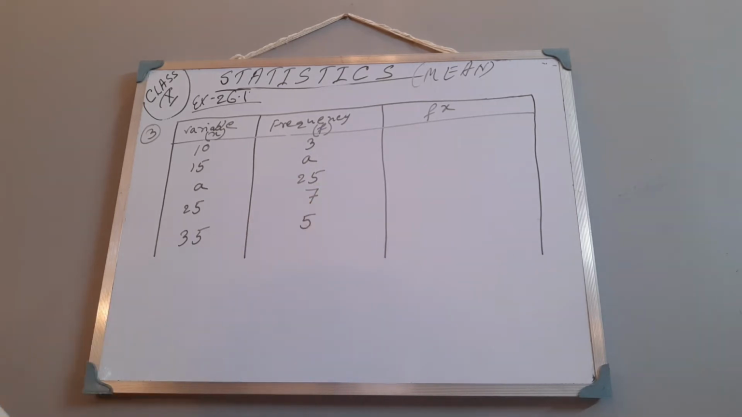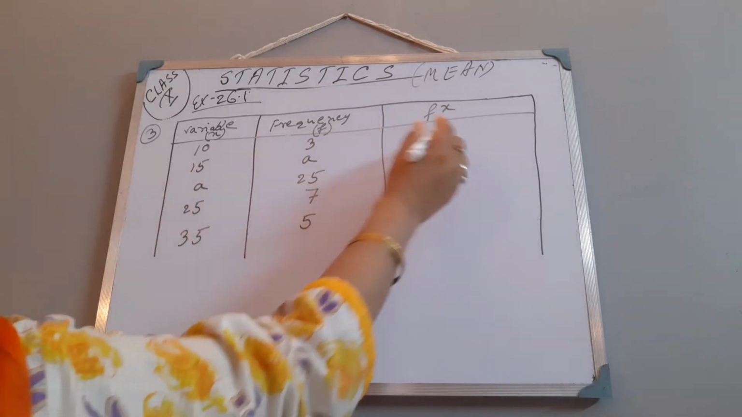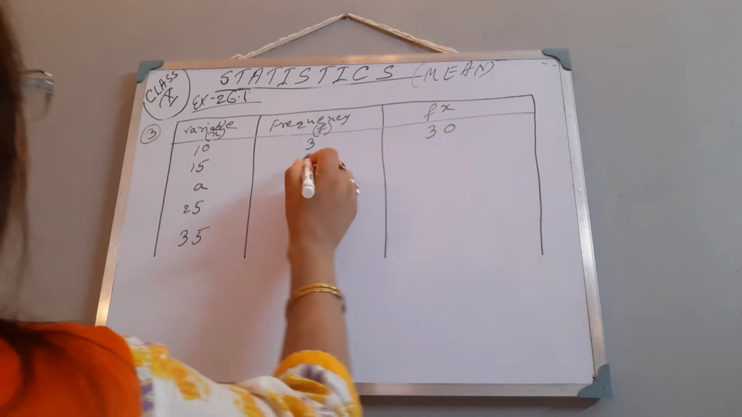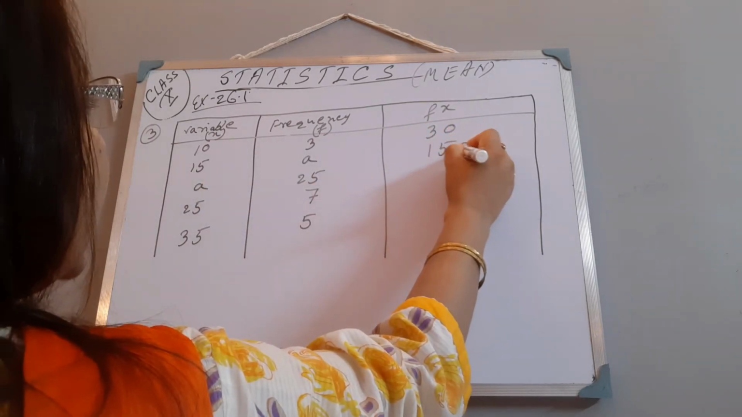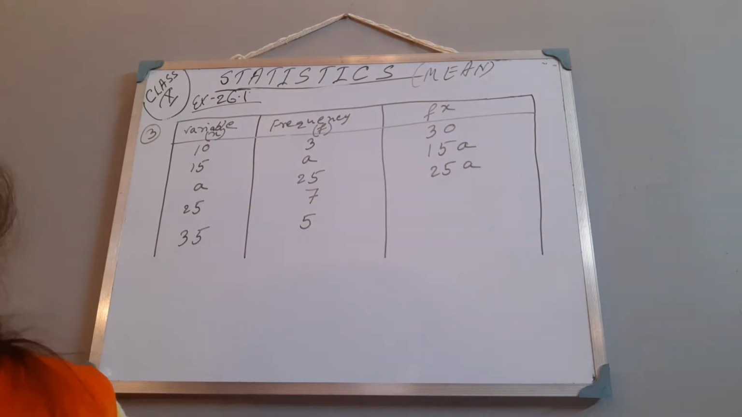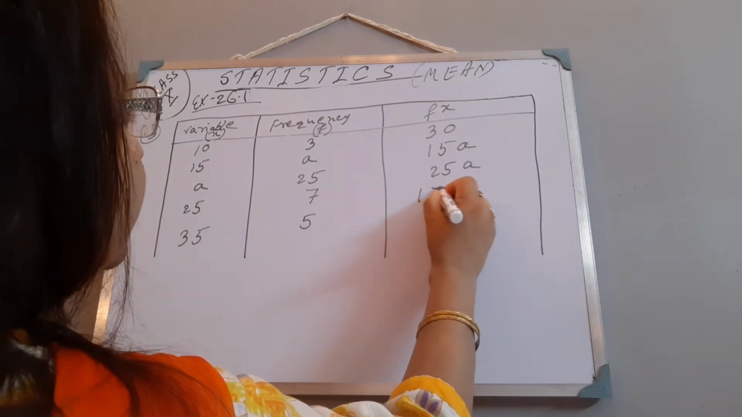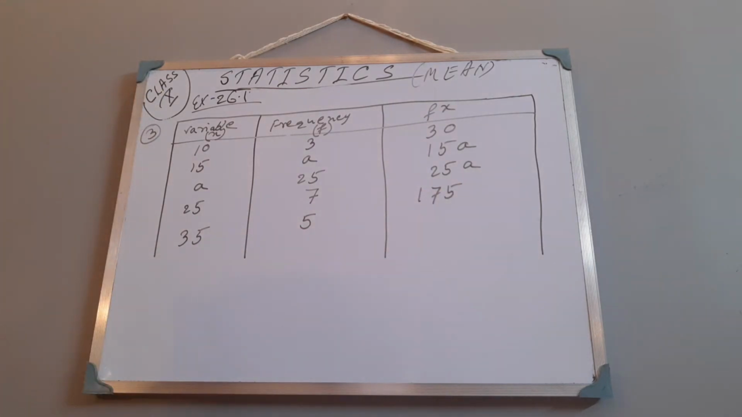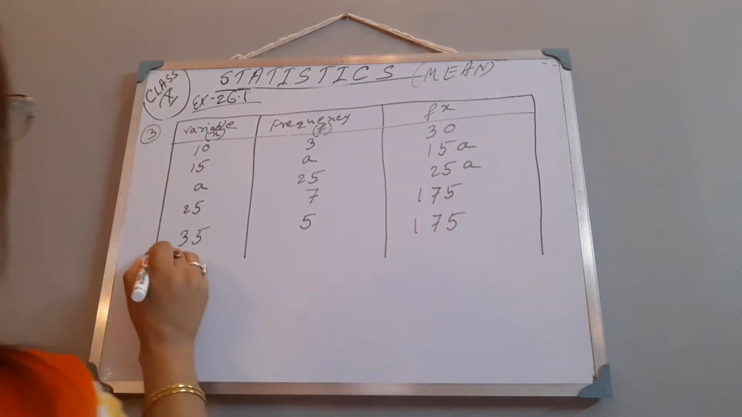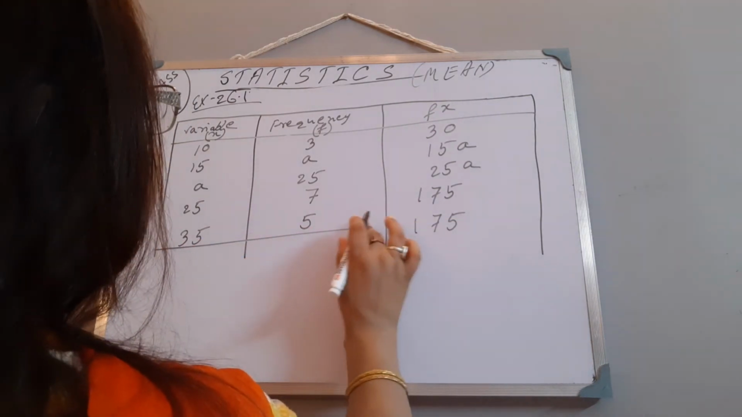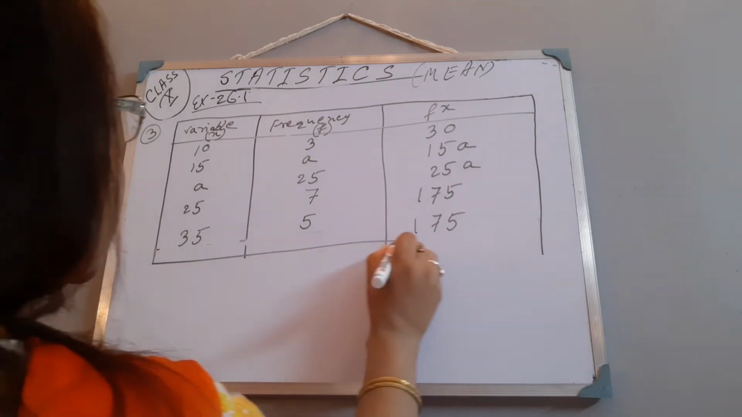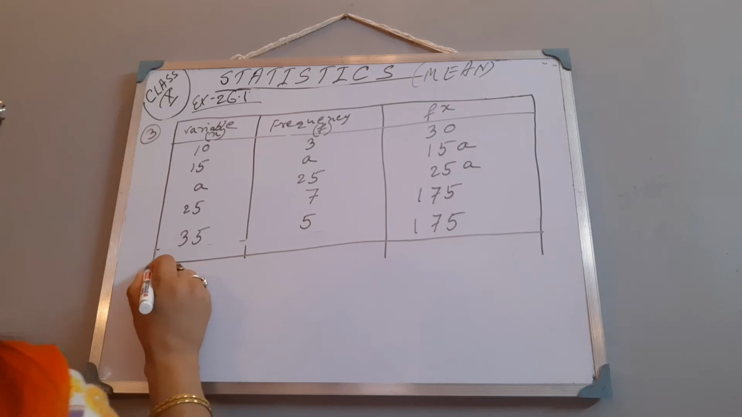Let us multiply, that is we have to find the weight. 10 into 3 is 30, 15 into a is 15a, 25 into a is 25a, 25 into 7 is 175, and 35 into 5 is again 175. So what do we have to find out? We have to find the value of a, where the arithmetic mean is already given to us.